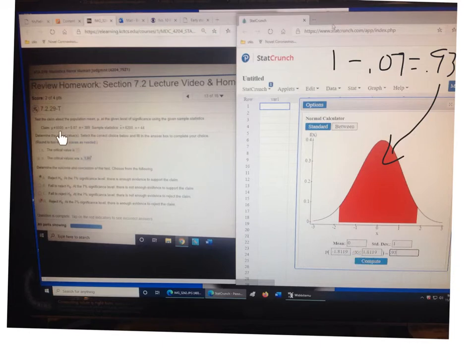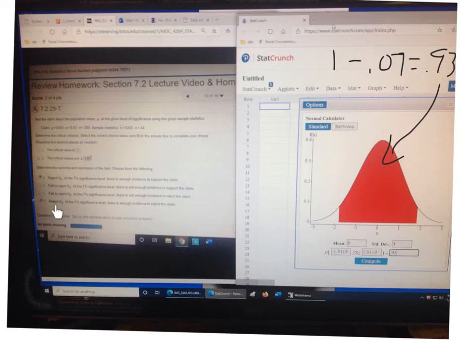It's a two-tailed test, and that's why I click on Between instead of Standard. And then it always gives you the area between, which is 1 minus alpha. The area out in the tails is the 0.07. Total area under the curve is 1. So you put that area in, click Compute, and you're given the two critical values.